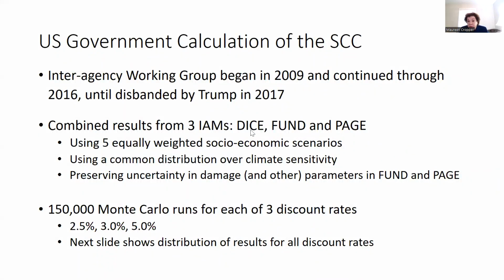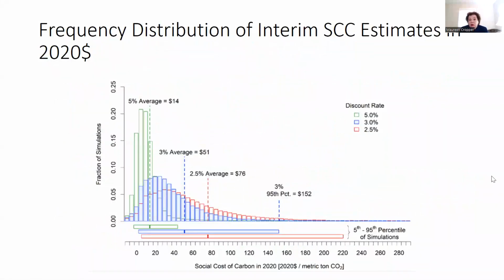There's Bill Nordhaus's DICE model, the Anthoff-Tol FUND model, and the PAGE model of Chris Hope. I won't go into the details of how they modified to some degree these models. You can, again, read about this. But basically, they ran 150,000 Monte Carlo runs of these models for each of 3 discount rates. The discount rate matters a lot. And what you're going to see on the next slide is the distribution of the social cost of carbon.